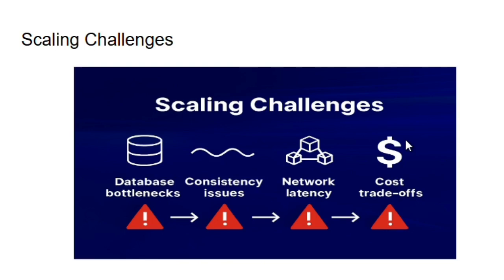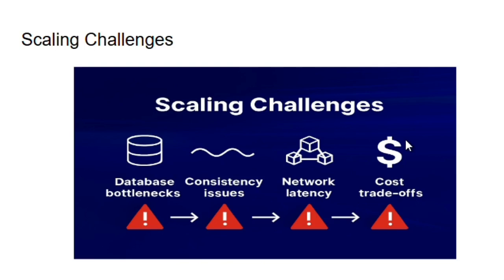Second, consistency issues. In distributed systems, not every node has the same data instantly. We often rely on eventual consistency, where data syncs over time, but that can lead to temporary mismatches users might notice. Third, network latency. When your app runs across multiple data centers or regions, network delays can add up. Using CDNs, edge caching, or region-aware routing helps reduce these lags.